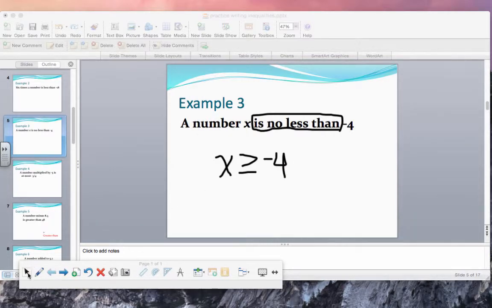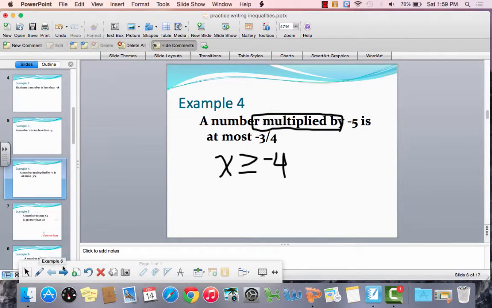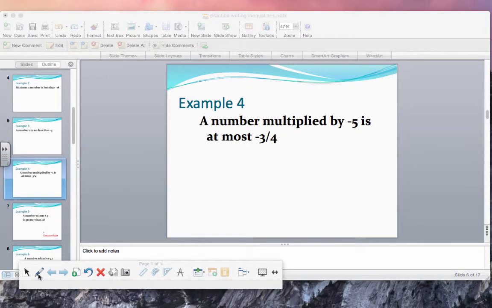And our last one here, let me erase all this writing. So a number multiplied by negative 5 is at most negative 3/4. Is at most. So those are my key words. A number multiplied by negative 5. So negative 5 times some number, we'll call n, is at most, which means it's either going to be less than or equal to negative 3/4. And there's my inequality.